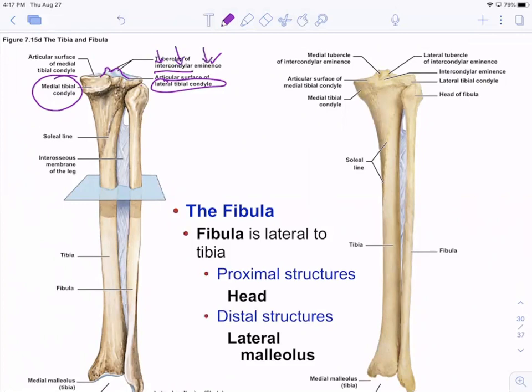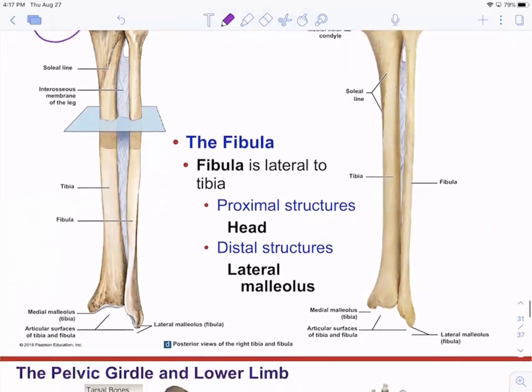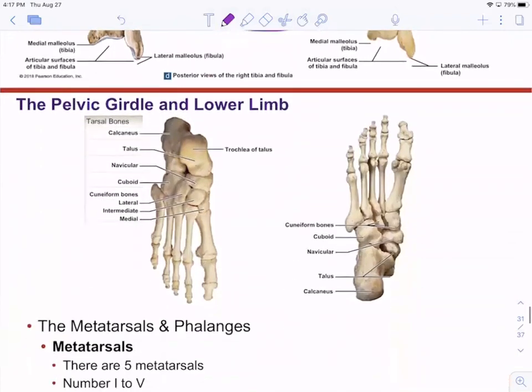It's the intercondylar eminence. So this right here is the intercondylar eminence, right? And so there's a lateral medial tubercle, but for right now, you can just call it your intercondylar eminence. And so again, lateral malleolus and head on the fibula, not much else to talk about.